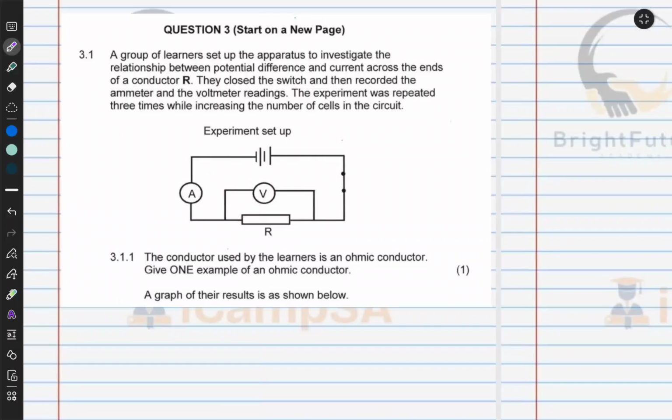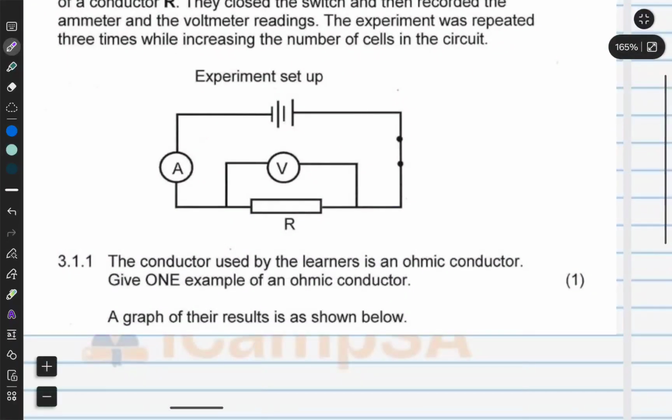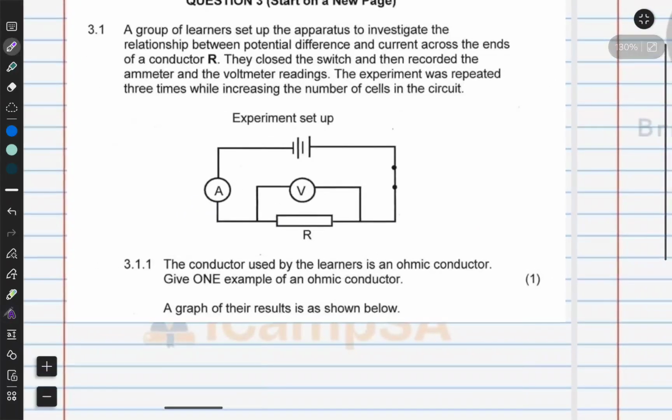A group of learners set up the apparatus to investigate the relationship between potential difference and current across the ends of a conductor R. Okay, this is our R, as you can see. They closed the switch and then recorded the ammeter and the voltmeter readings. The experiment was repeated 3 times while increasing the number of cells in the circuit. All right, so this is like a clue.